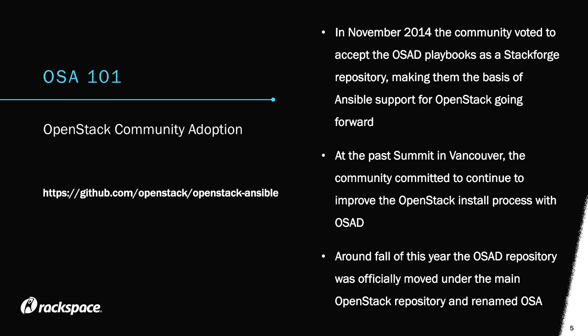So it was over in the past summit, the summit back in Vancouver, where the community decided that, you know what, we're fully committed to this process and we want to continue to improve the OpenStack installation process, and they were going to do that using OSAD. So it was around the fall of last year that the OSAD repository was officially moved from StackForge over underneath the main OpenStack repository, and then at that point it was renamed as OSA. The link to the repository for deploying OpenStack using Ansible is there on the screen, and that's the official location now where you can get that code. So it's no longer under StackForge; it's now under the main OpenStack repository.